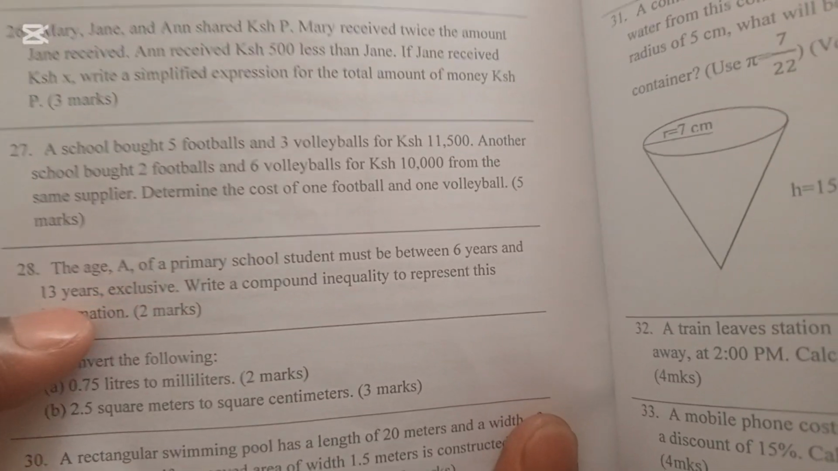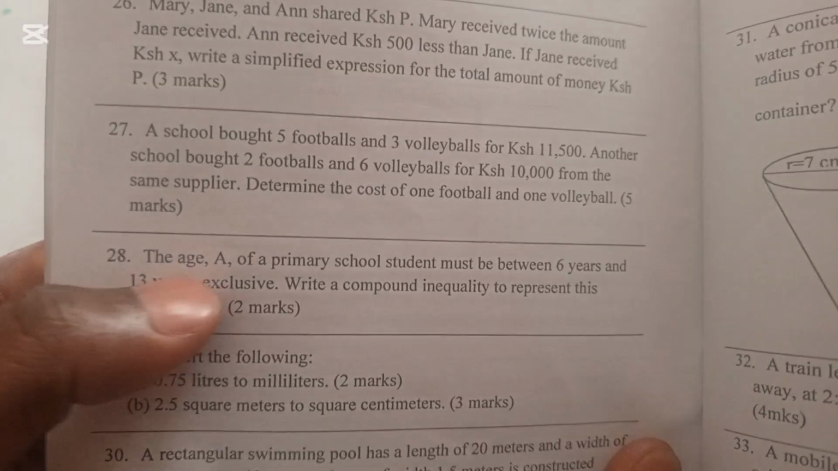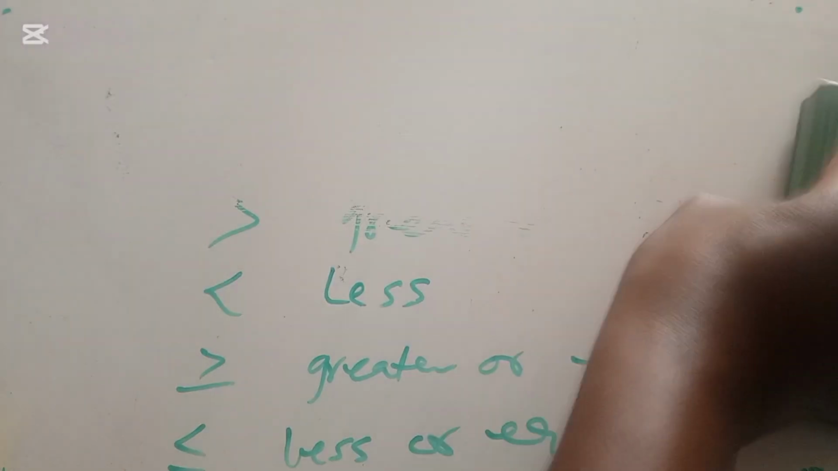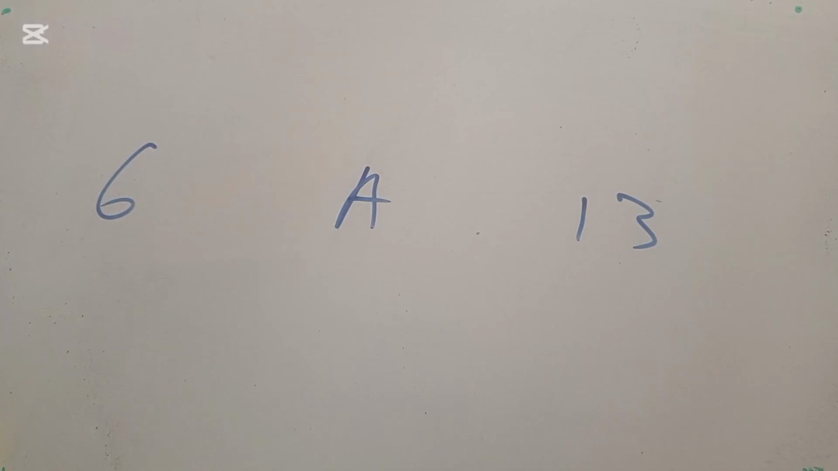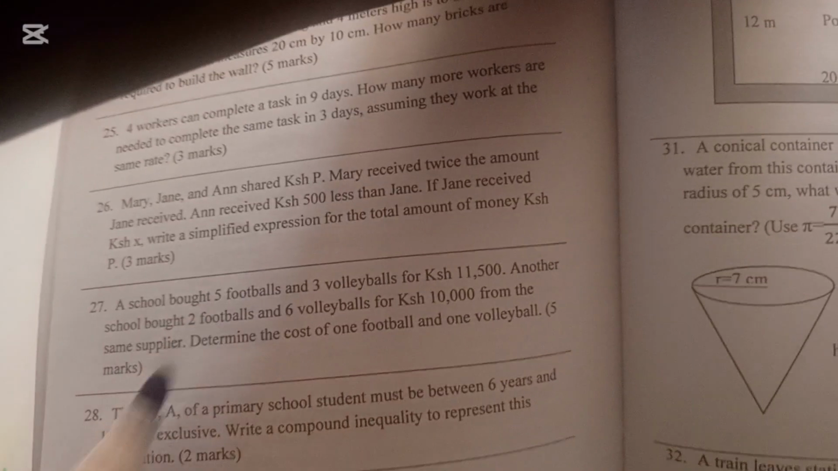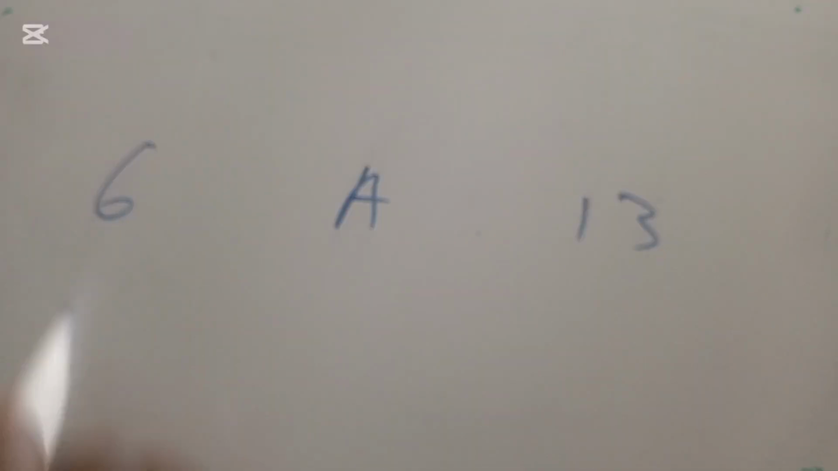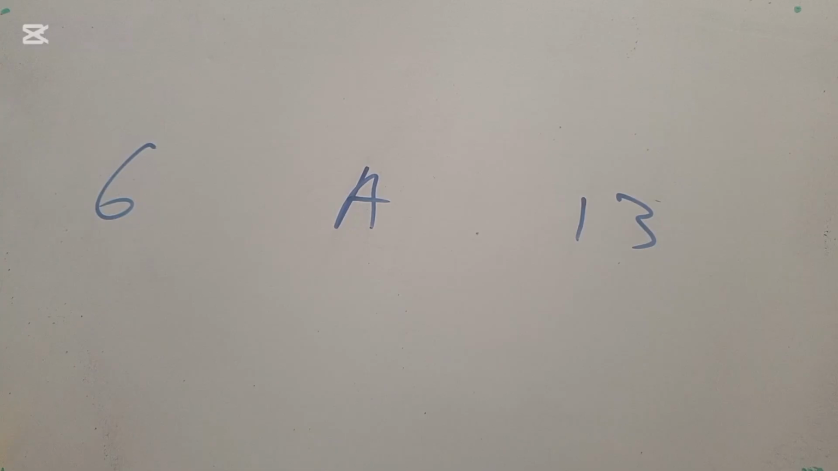So you're going to put the 6 and 13 and the age. Age is A. You are told age A. So you write A in between, then 6 and 13 on the two ends. Now the first thing you are supposed to write is this: A in the middle, with 6 and 13 on either side.